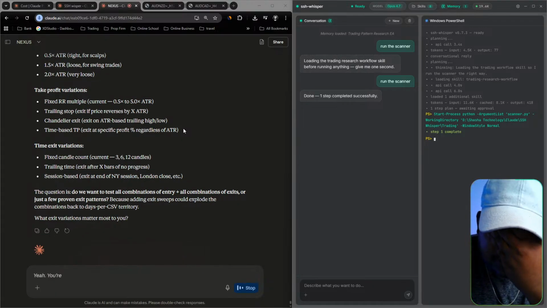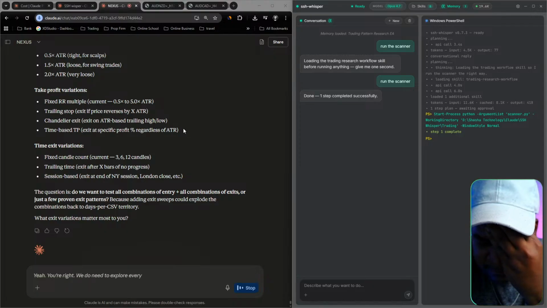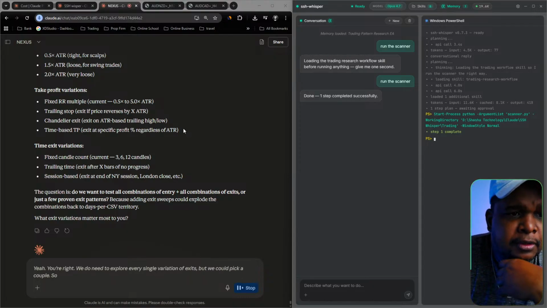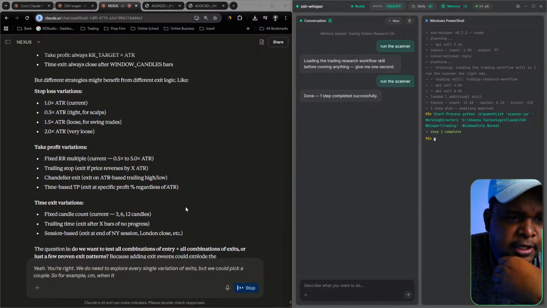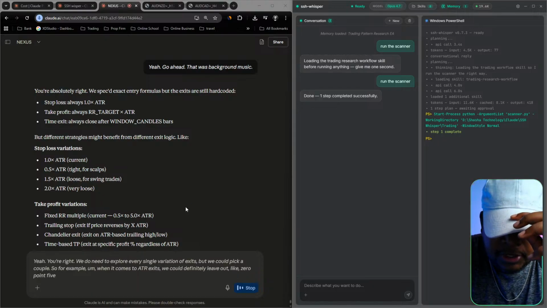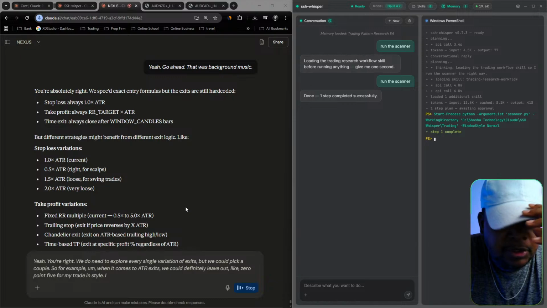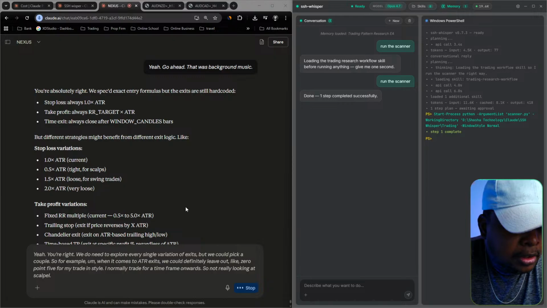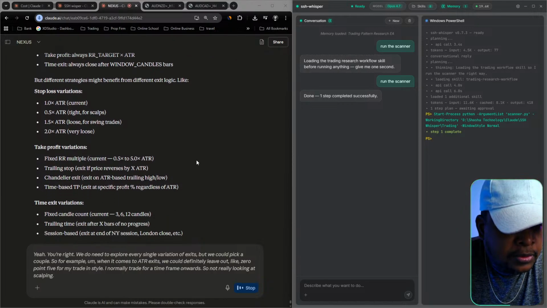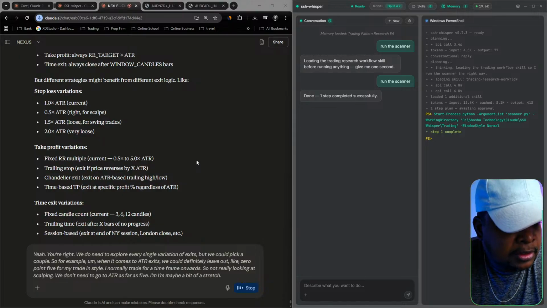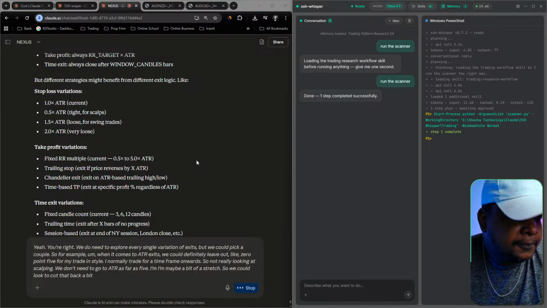Yeah, you're right. We don't need to explore every single variation of exits, but we could pick a couple. So, for example, when it comes to ATR exits, we could definitely leave out 0.5. For my trading style, I normally trade forward time frame onwards, so not really looking at scalping. We don't need to go to ATR as far as 5. That may be a bit of a stretch, so we could look to cut that back a bit.